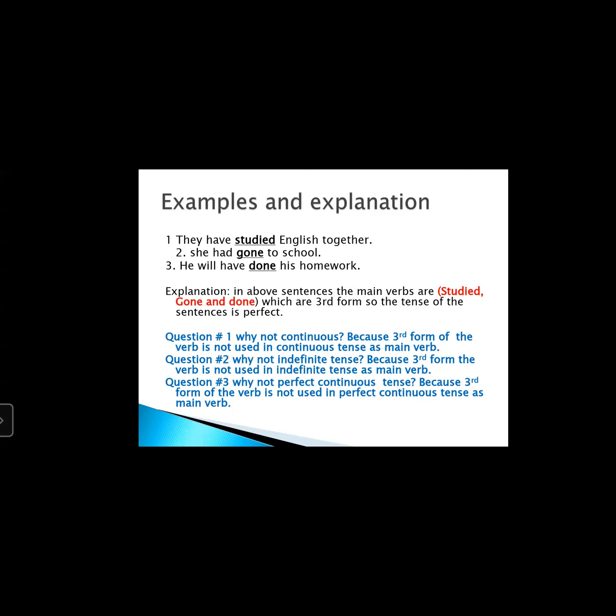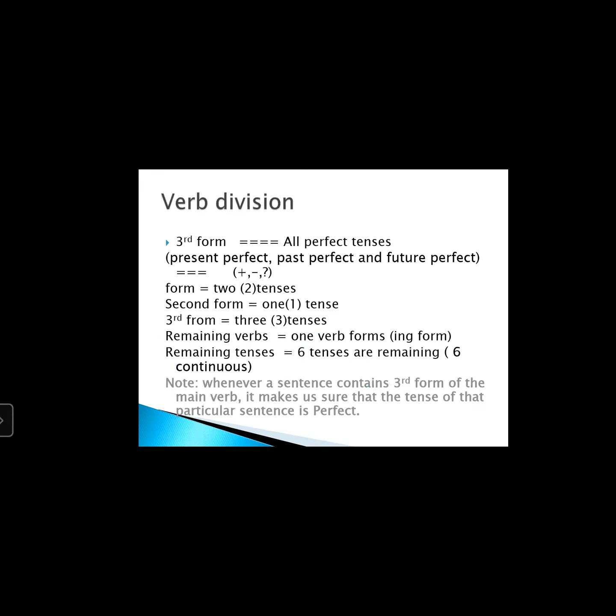They can never be continuous because in continuous tenses, the third form is not used. They can never be indefinite tense because in indefinite tenses, the third form is not used. तो 3 tenses में हम third form का इस्तेमाल करते हैं. कौन से 3 tenses में? Perfect tenses में. तो जब भी perfect tenses होंगे तो third form होगा. जब भी indefinite tense होंगे, present, future, तो first form, और past होगा तो second form. So now see the verb division. Third form for 3 tenses, first form for 2 tenses, and second form for 1 tense. तो ये हो गए 6 tenses. So 6 tenses को हमने cover कर लिया है 3 different verb forms से.